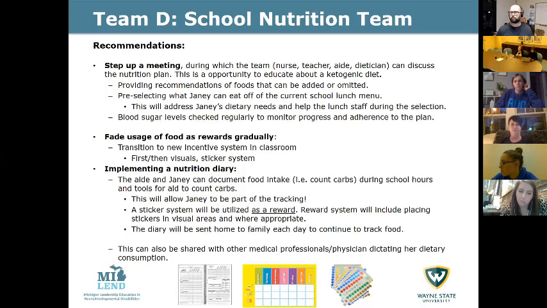We would fade from the food-driven rewards to a picture schedule, new incentives, maybe a visual system, a sticker system to reward her. We want to implement a nutrition diary so Janie can develop an understanding of her own food intake during the school day and be part of the tracking so she can learn. The sticker system, again, can be utilized as a reward. That's an option. And send the diary home to the family, too. We want to track what she's eating at home as well, so that we can have some carryover.